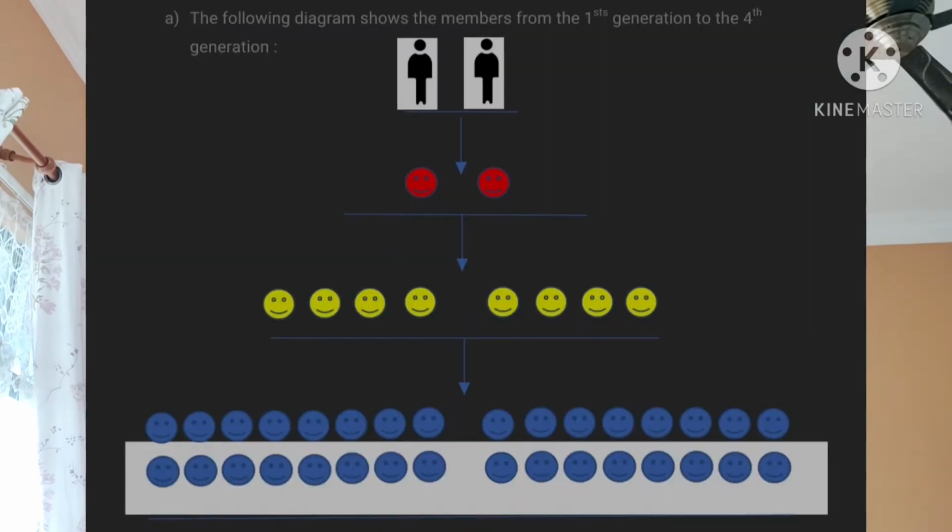So question A: draw a diagram representing the members from the first generation to the fourth generation. This is the diagram representing the first and fourth generations, where the red smiley face represents the second generation, the yellow smiley face represents the third generation, and the blue smiley face represents the fourth generation. So next, B: what is the difference between generations?